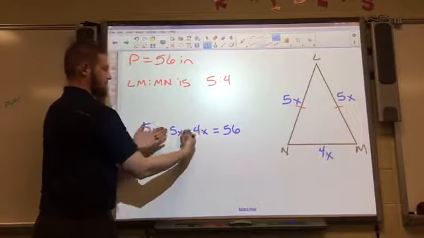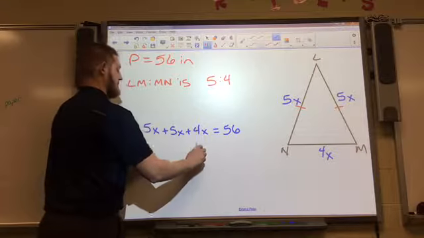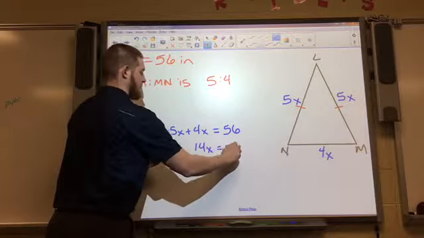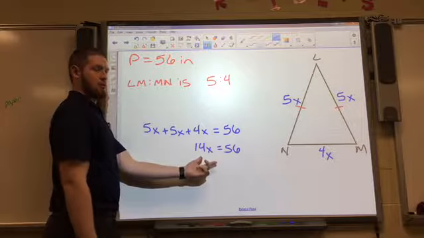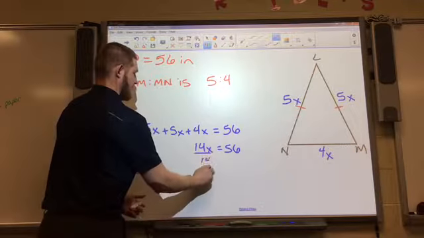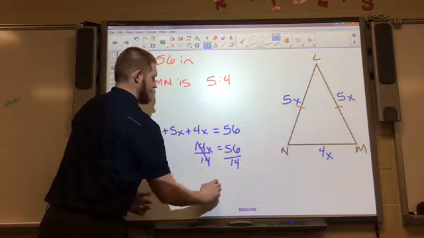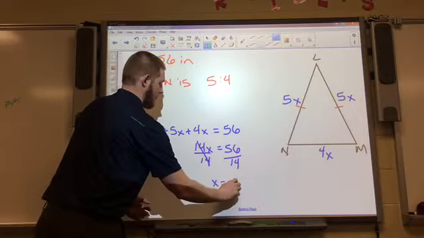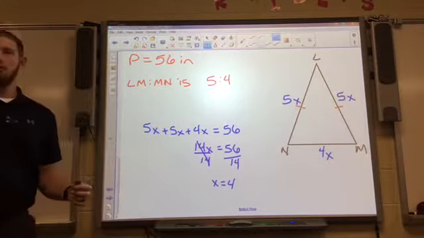Okay, here I have a total of 14x, which equals 56. And to solve this, I do what? Divide by 14. Good. And I get x equals 4. Okay. Inches?